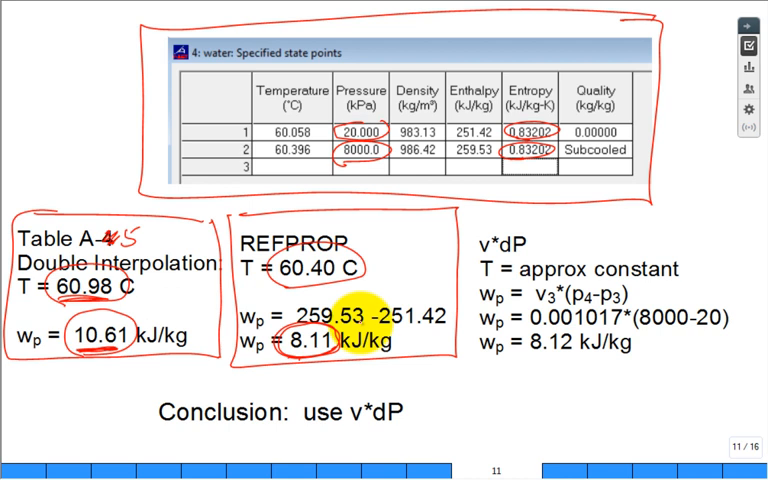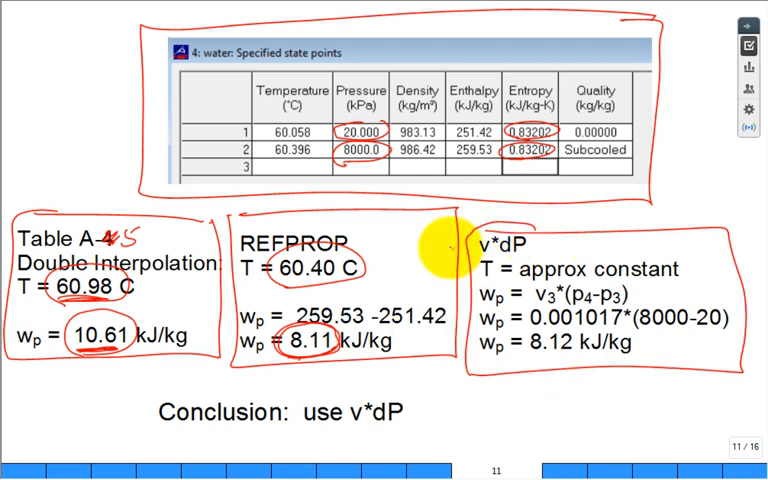Okay. Let's use the approximation v dP. Hey, we're trying to do the same thing. At the end of chapter 6, if you do the integral v dP, you get 8.12. Now, is the approximation v dP closer to what I would trust, or the double linear interpolation?